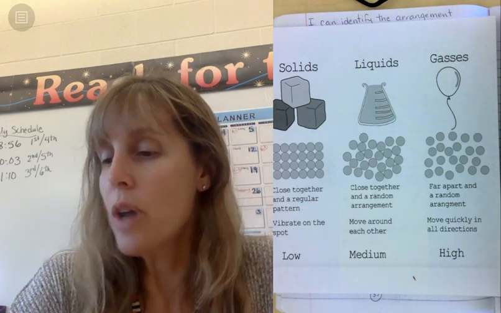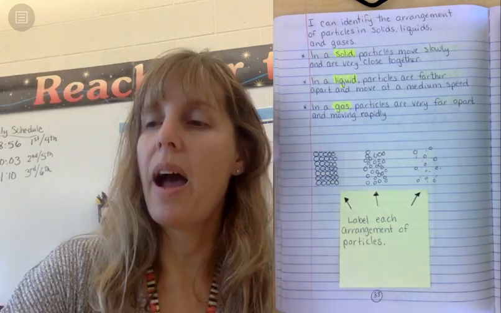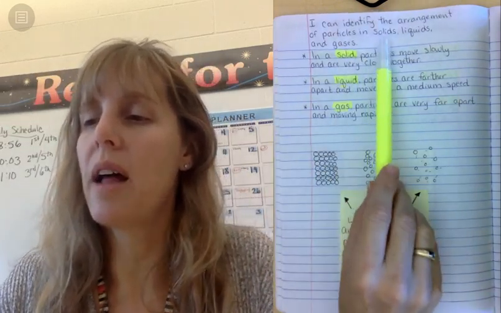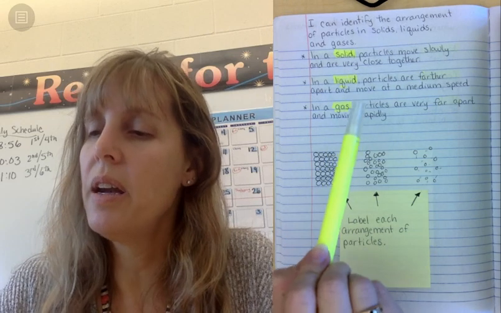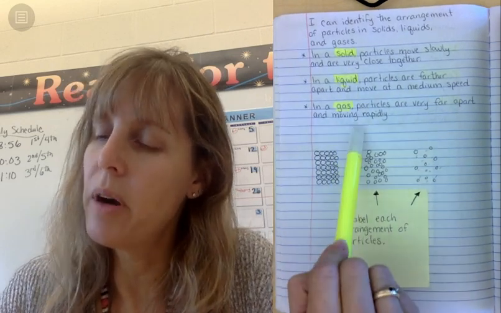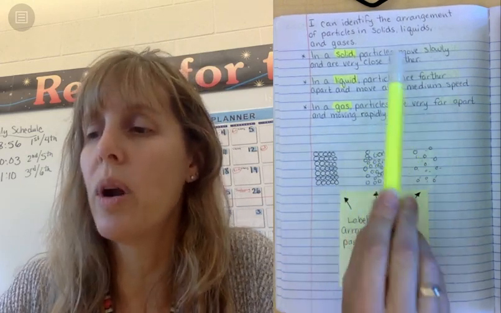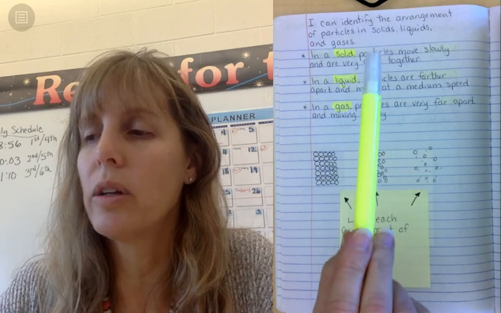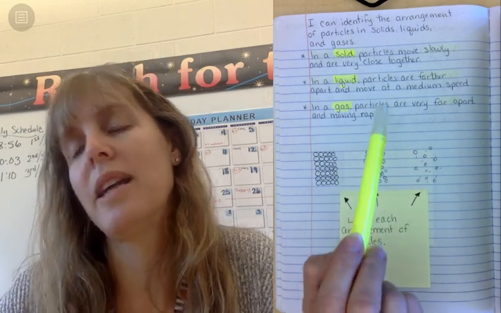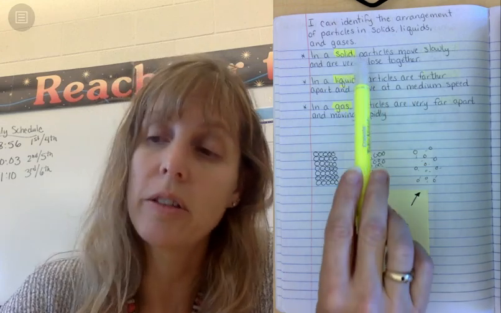All right. So today, our learning target is I can identify the arrangement of particles in solids, liquids, and gases. So here are your notes. In a solid, particles move slowly and are very close together. In a liquid, particles are farther apart and move at a medium speed. And in a gas, particles are very far apart and moving rapidly. Now, their movement, of course, is compared to one another, right? So solid particles move slow, liquid a little bit faster, gas really fast. Okay? Solids close together, liquids a little farther apart, gases way far apart.